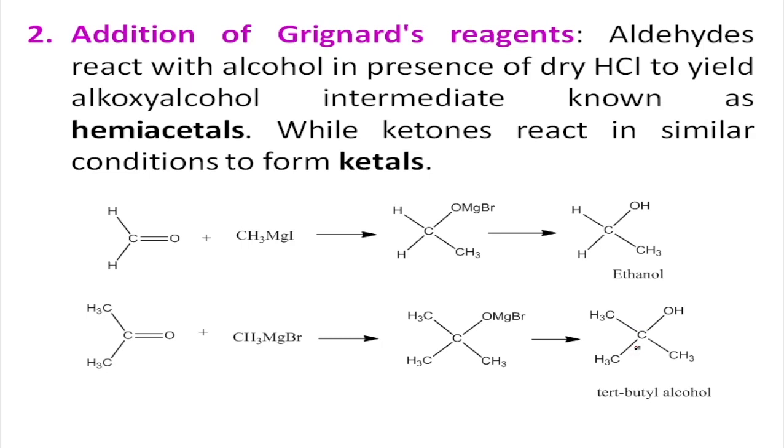The addition of Grignard's reagent. Aldehydes react with alcohol in the presence of dry HCl to yield alkoxyalcohol intermediates known as hemiacetals, while ketones react under similar conditions to form ketals. So here the aldehyde reacts with Grignard's reagent, RMgBr or RMgX. The aldehyde gives a hemiacetal, and further, in the presence of ethanol, an acetal; ketones give tertiary butyl alcohol.